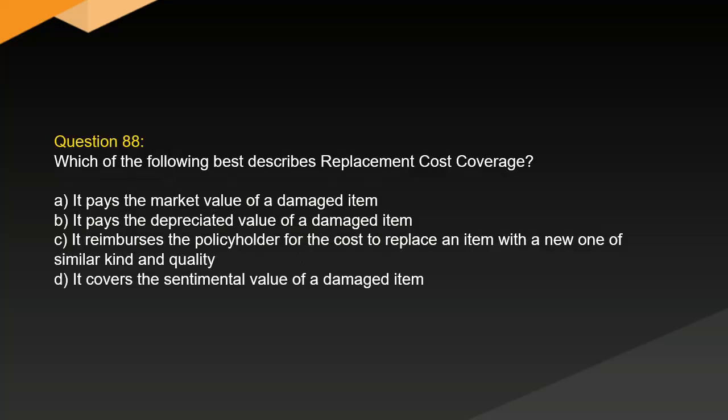Question 88. Which of the following best describes replacement cost coverage? A. It pays the market value of a damaged item. B. It pays the depreciated value of a damaged item. C. It reimburses the policyholder for the cost to replace an item with a new one of similar kind and quality. D. It covers the sentimental value of a damaged item.